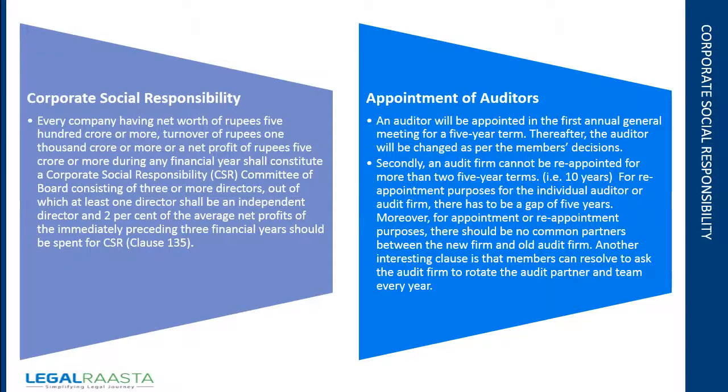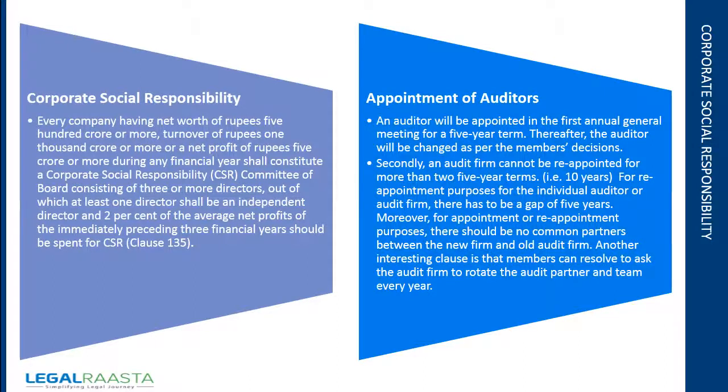Clause 135. Appointment of auditors. An auditor will be appointed in the first annual general meeting for a 5-year term. Thereafter, the auditor will be changed as per the members' decisions. Secondly, an audit firm cannot be reappointed for more than 2 5-year terms. That is 10 years for reappointment purposes for the individual auditor or audit firm. There has to be a gap of 5 years. Moreover, for appointment or reappointment purposes, there should be no common partners between the new firm and old audit firm.